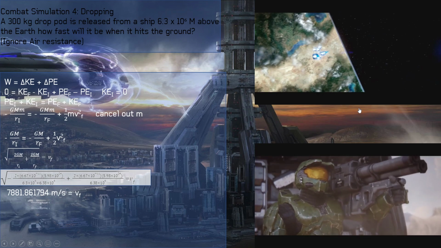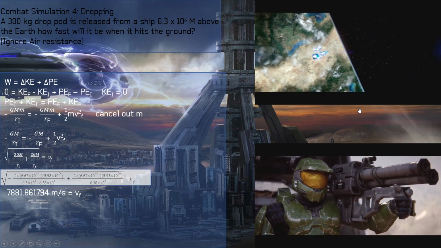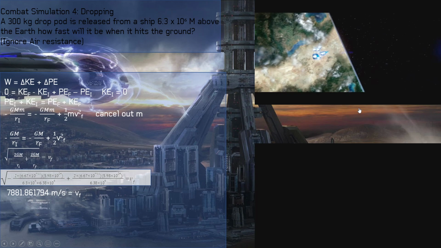I guess so. As you can see there, it's not shot from space, it's just released from space and landing on the surface of the Earth.